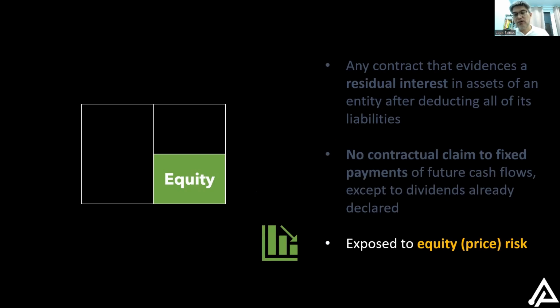The holder of equity investments and financial instruments is exposed to equity price risk. Equity price risk is different from credit risk. Credit risk is focused on the fixed and determinable payment of specific cash flows. Equity price risk is focused on the variability of potential future cash flows that can be generated out of the rights contained in the equity instruments. That's why that's an important distinction.